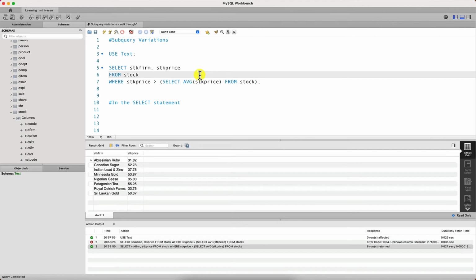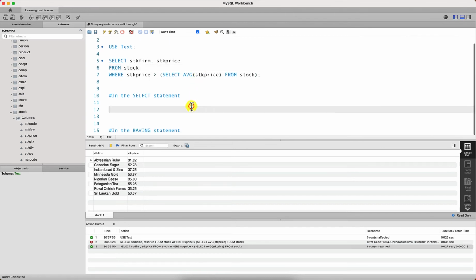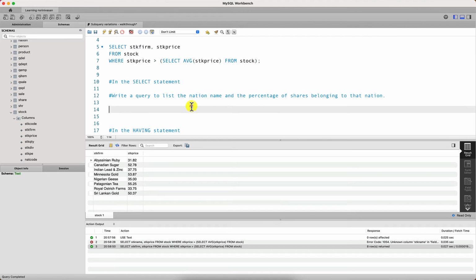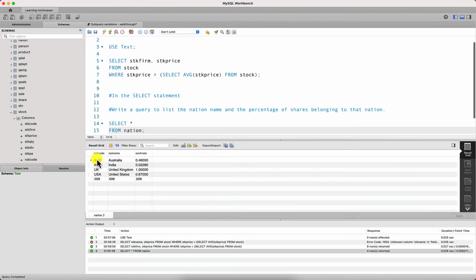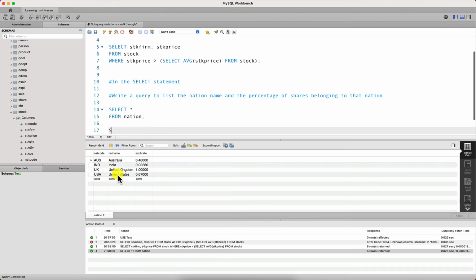Now, let's take a look at how we can use a subquery in the select statement. Consider the following query. In this query, you are asked to list the nation name and the percentage of shares belonging to the nation. What does this query mean? It means that we have two tables. Select star from nation. We have the nation table, which has information about the nation name, and we have the second table called stock.